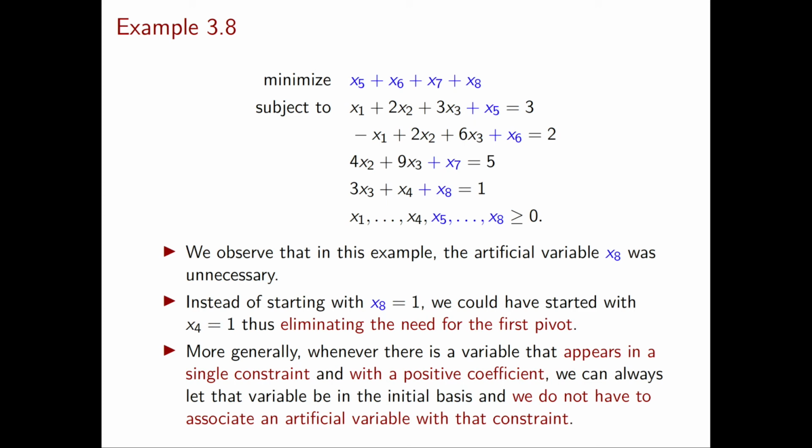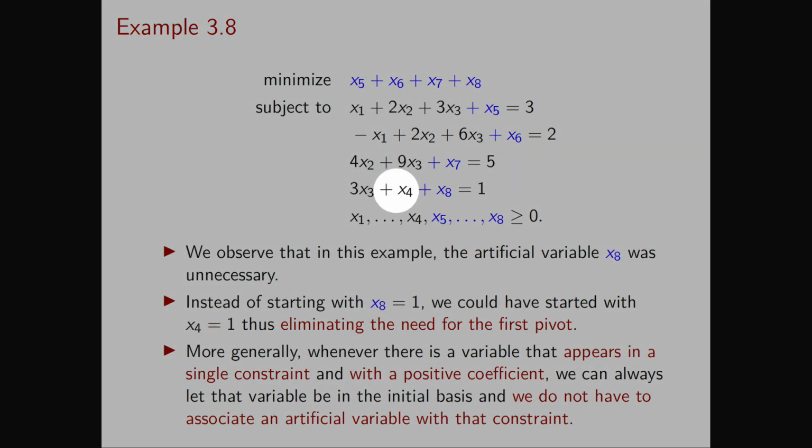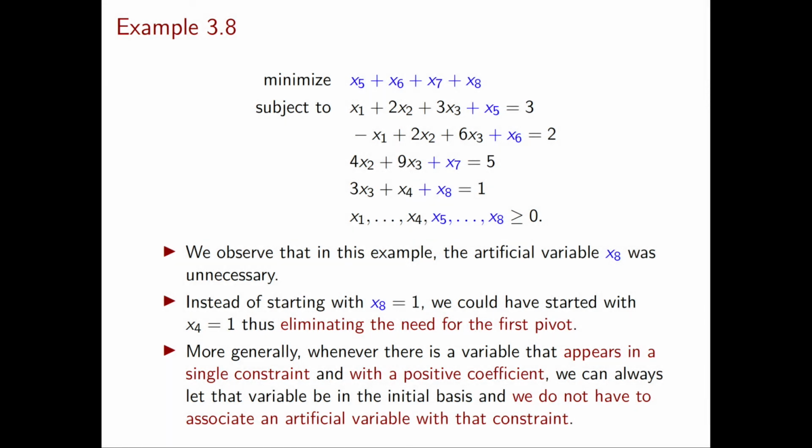So when exactly can we make this simplification in the creation of the auxiliary problem? It turns out that you can do this anytime there is one variable that appears in a single constraint and with a positive coefficient. So it doesn't even really matter that you have exactly a +1 here for x4. If you had +2 x4, it would have been very similar. Think about what the difference would have been.